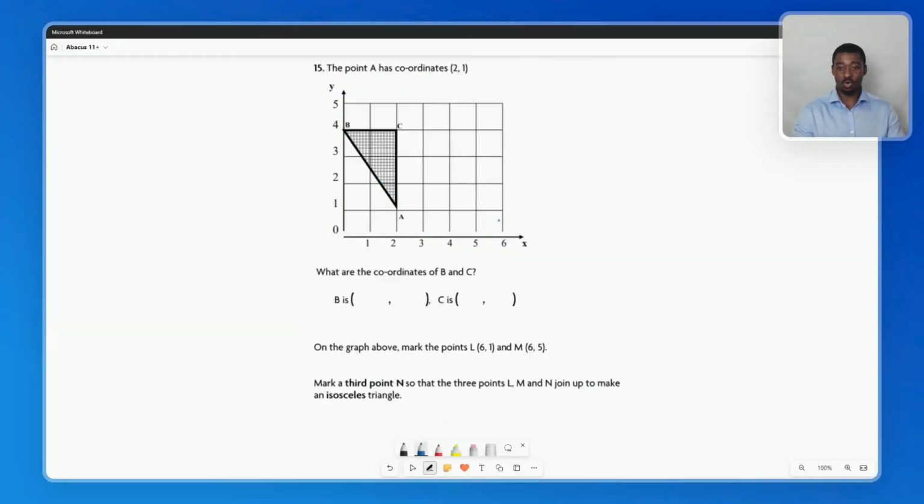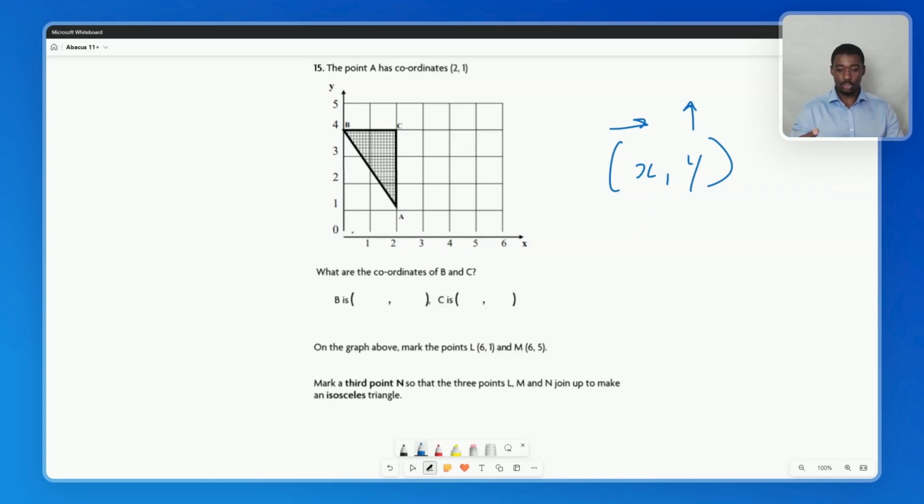Okay, so here we have a coordinates question. So let's try and dig into this right now. Point A has the coordinates 2, 1, and we can see that 2 across, 1 up. That's point A. What are the coordinates of B and C? So let's think about and remember how coordinates work. When we have these coordinates, X and Y, for example, it's telling us how far to the right and up we're going. So it's X to the right and then Y up. And if it's negative, it reverses. So left and then down.